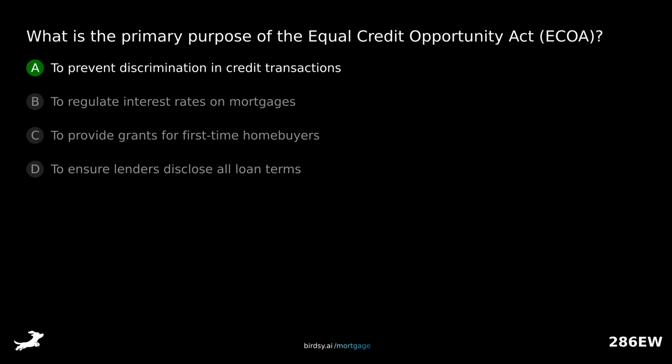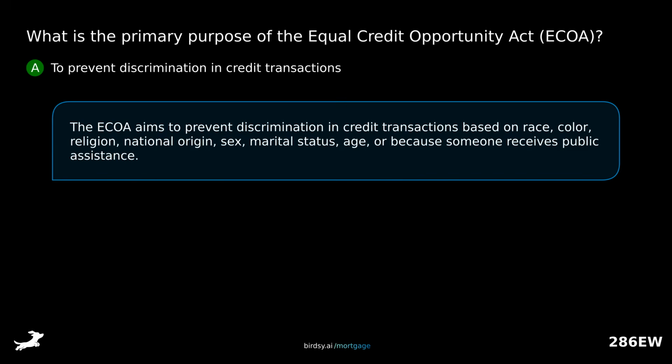The answer is A, to prevent discrimination in credit transactions. The ECOA aims to prevent discrimination in credit transactions based on race, color, religion, national origin, sex, marital status, age, or because someone receives public assistance.